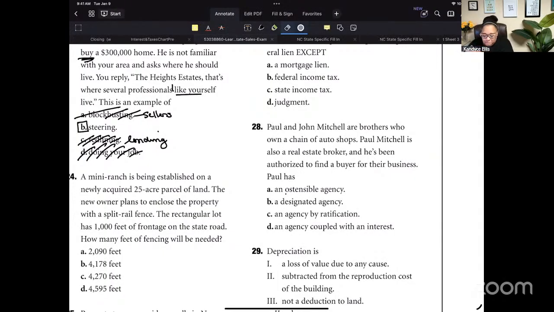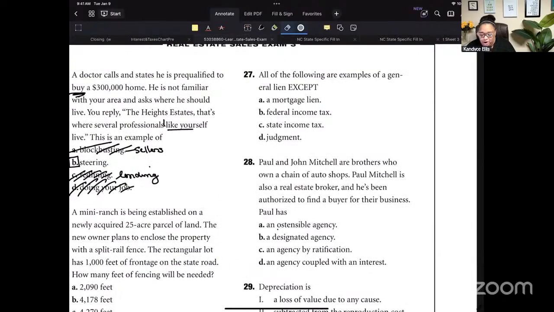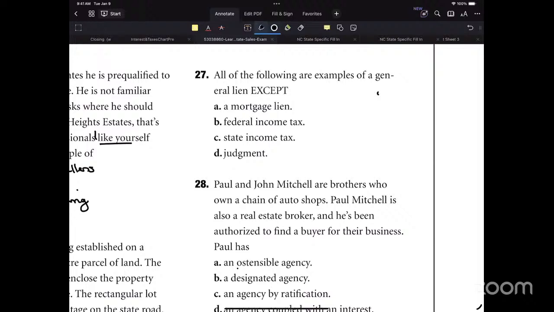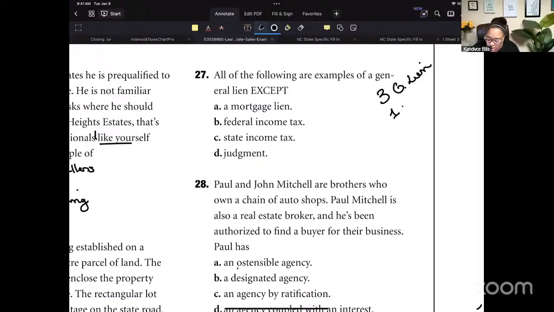So there we go. Let's continue on with these questions that I got from a student. They're good questions, so I like them. Starting with number 27: all of the following are examples of a general lien except. That means three are general liens and one is not, which means it's probably going to be a specific lien.